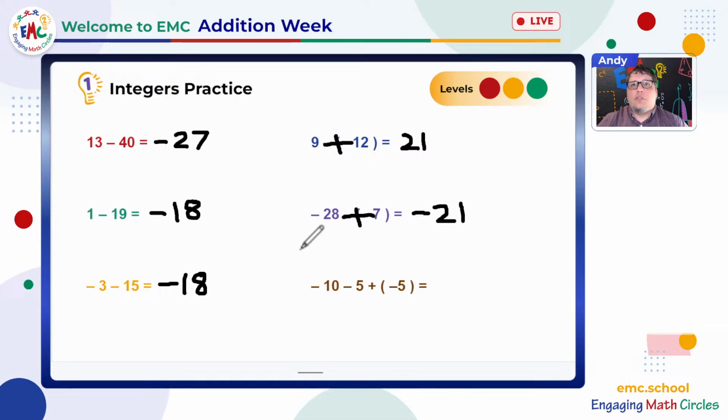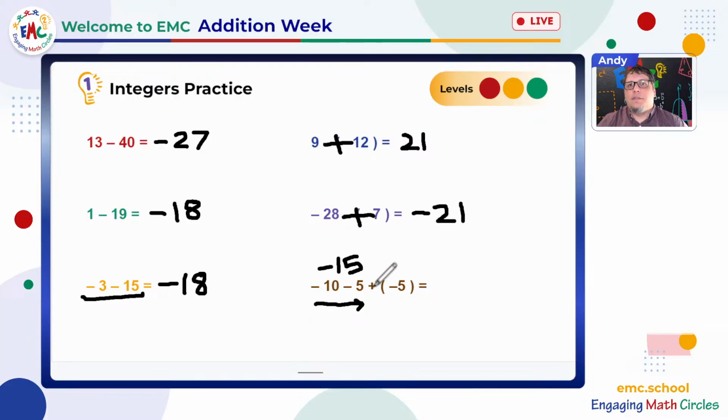This one's a little trickier. We've got 3 to do. We have -10 minus 5. Okay, so that looks just like this part. When I have addition and subtraction, I just do the first one I see, left to right, and I pause, get the answer, and keep going. -10 minus 5 is -15.